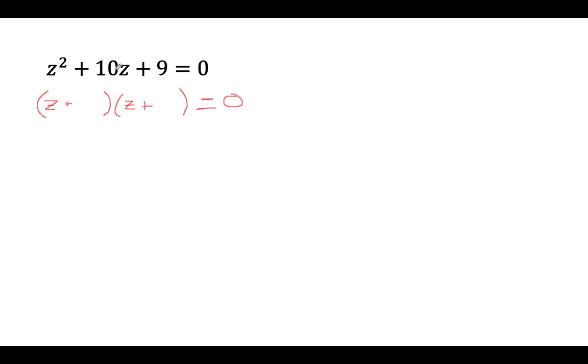So 3 times 3 is 9, but 3 plus 3 is 6. But 9 and 1 will work. So 9 times 1 is 9, 9 plus 1 is 10. And so now we've factored. And so if you remember, we talked about the zero product rule. That means if you have two things that you're multiplying to equal 0, you can set both of them equal to 0. So we're going to set each factor, each set of parentheses, equal to 0. So you got z plus 9 equals 0, and we got z plus 1 equals 0.